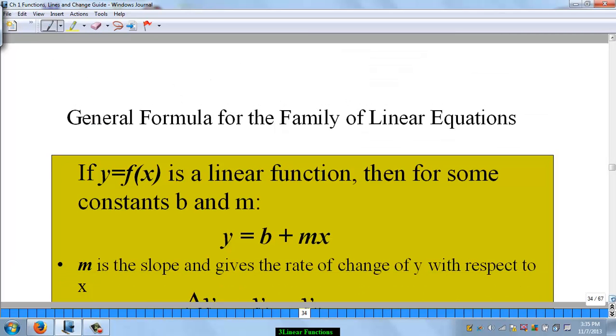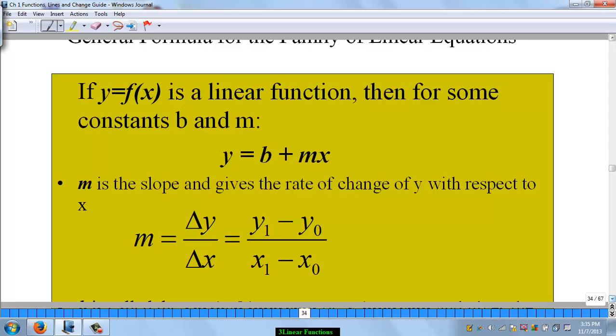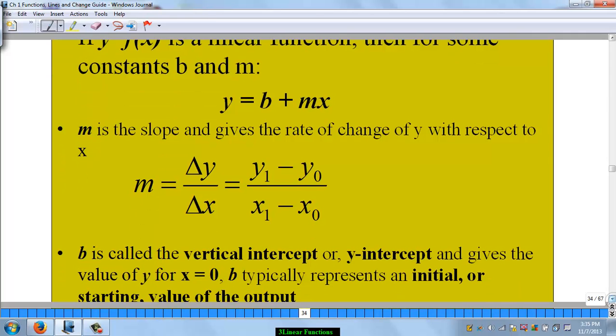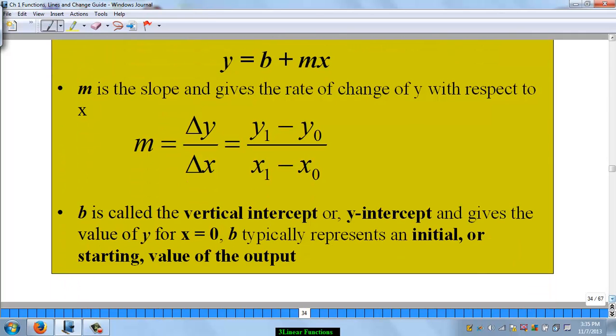All right, let's talk about the general formula again. So this page I kind of made for you, where I've got the formula again here. I'm showing you slope, and the vertical intercept or the y-intercept is your b value. We call it your initial value or your starting point. So that's just to kind of summarize what we talked about today.